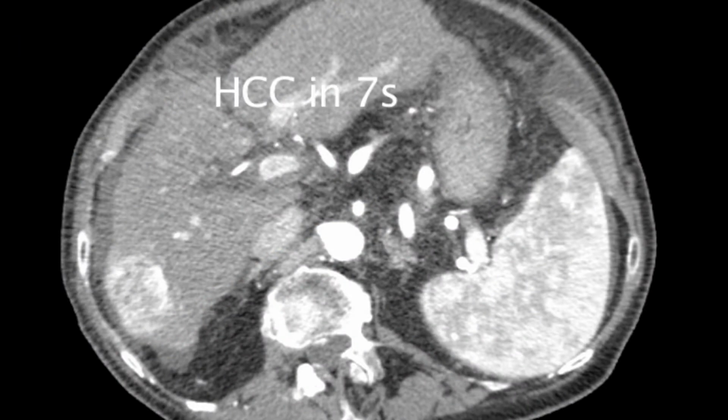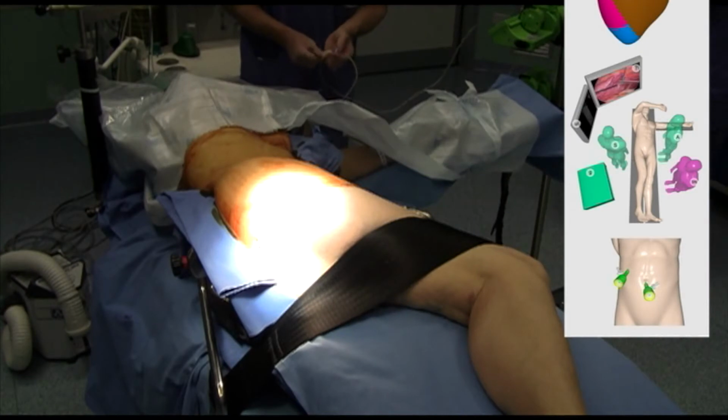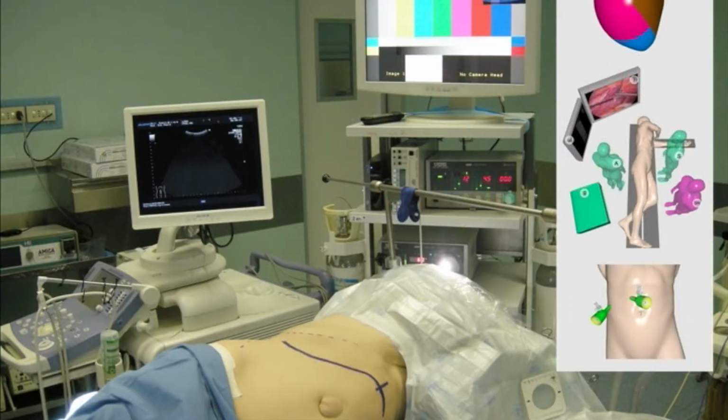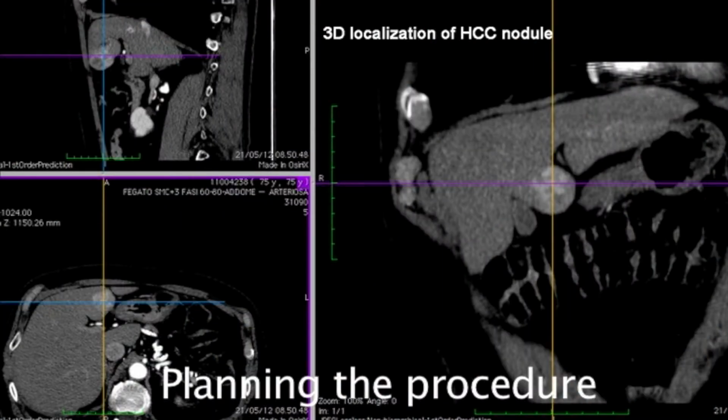Patients with tumors in posterior segments can be placed in either an oblique position or left decubitus position. Above all, for these locations, it is necessary to perform an accurate preoperative CT scan evaluation.